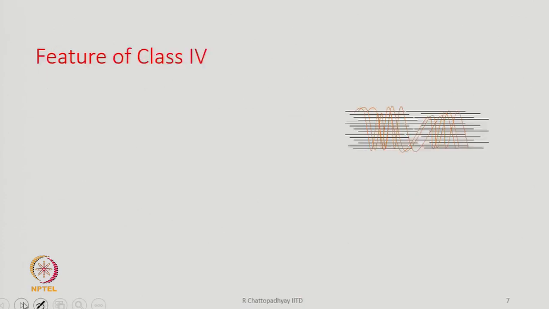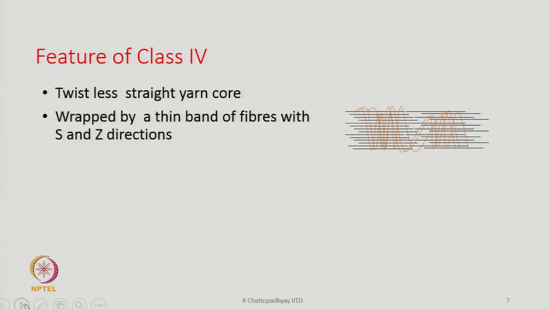And there is another class, class 4, where some wrapping can also be seen, and we find the wrappings are quite haphazard. So, a twistless straight yarn core is there, but the wrapping part, if we focus on it, we will find that a thin band of fibers is wrapping it, but the twist direction is changing. Sometimes it is S wrapped, sometimes it is Z wrapped.